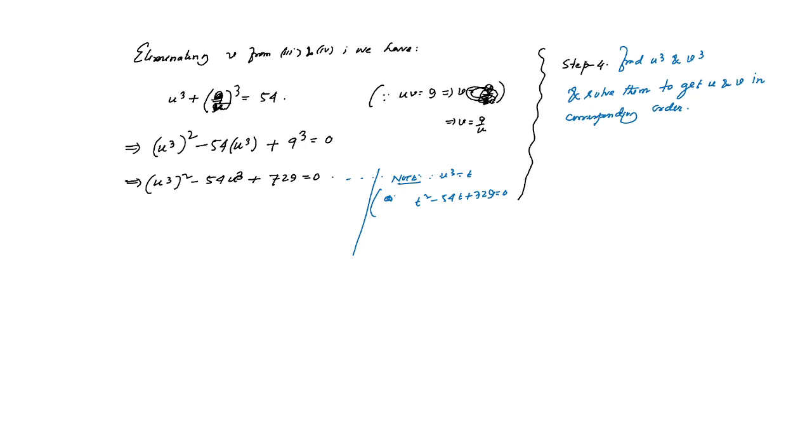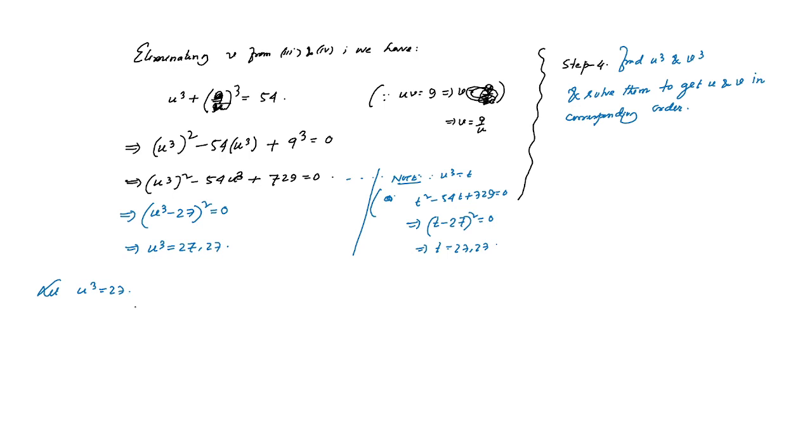So how to solve? That will be (t minus 27) whole square equals to 0. So that means your t value is 27, 27. So t is u cube. So from that you can write (u cube minus 27) whole square equals to 0. And hence the value of u cube is 27, 2 times. So we are considering u cube equals to 27.